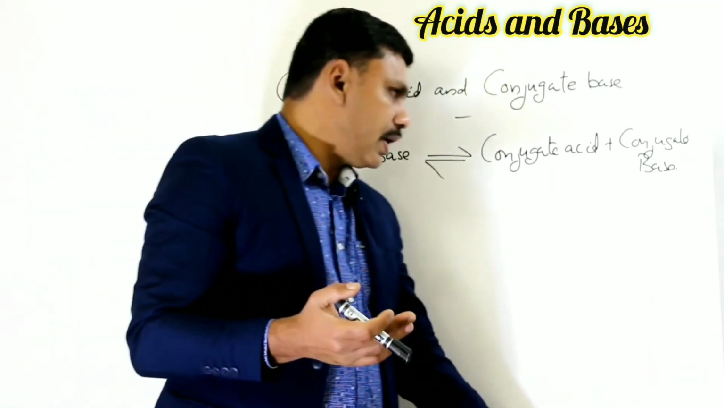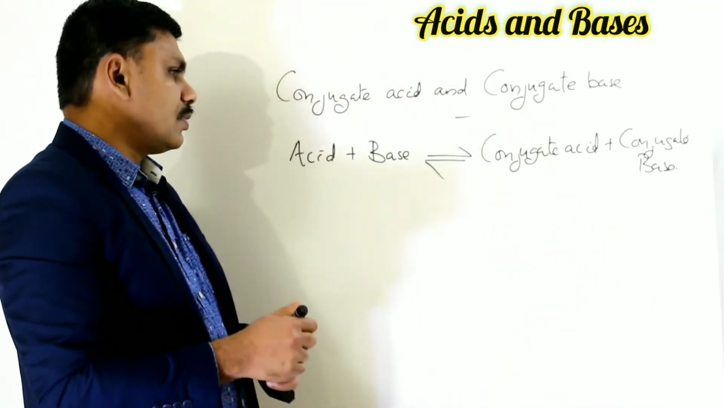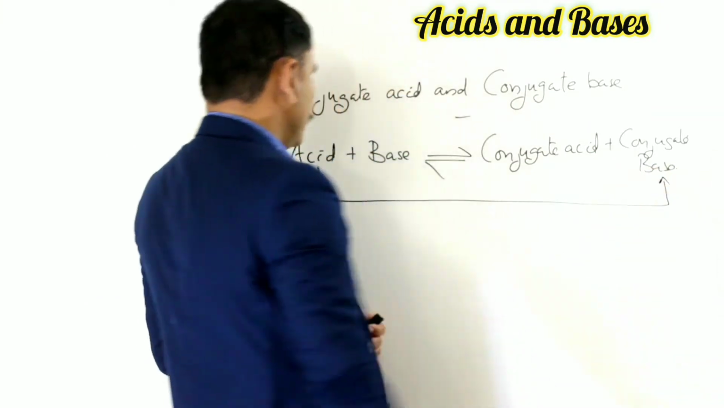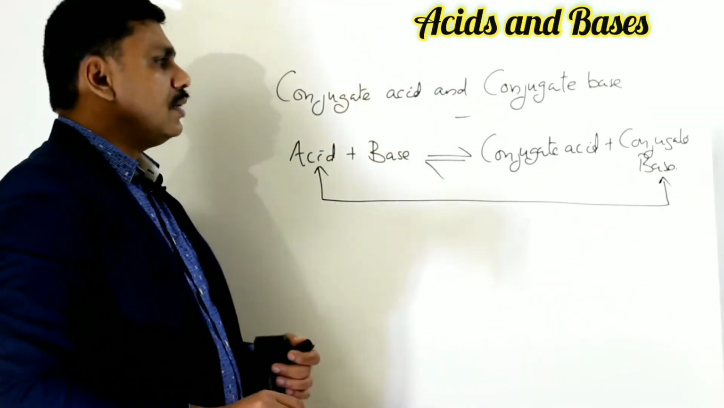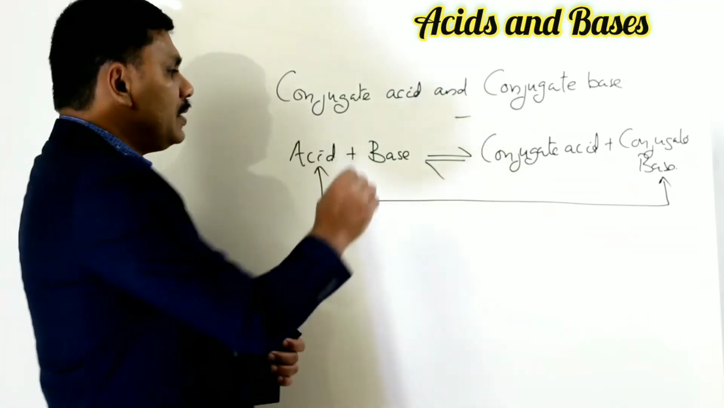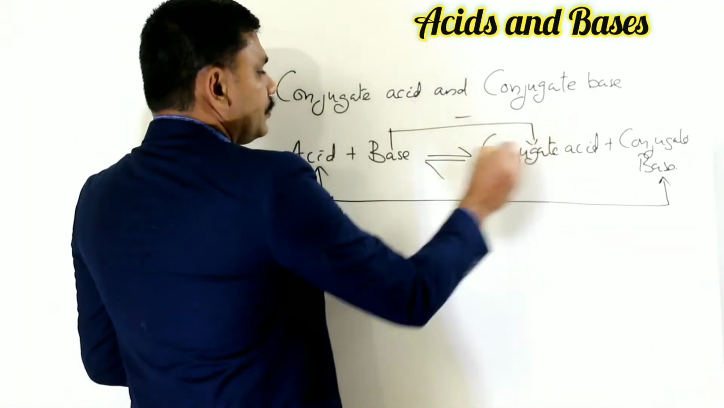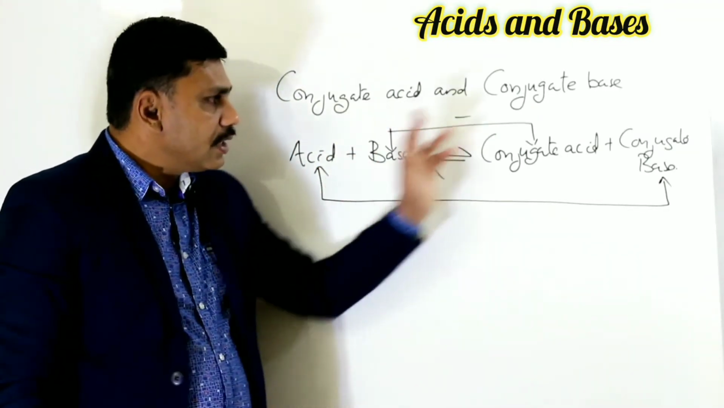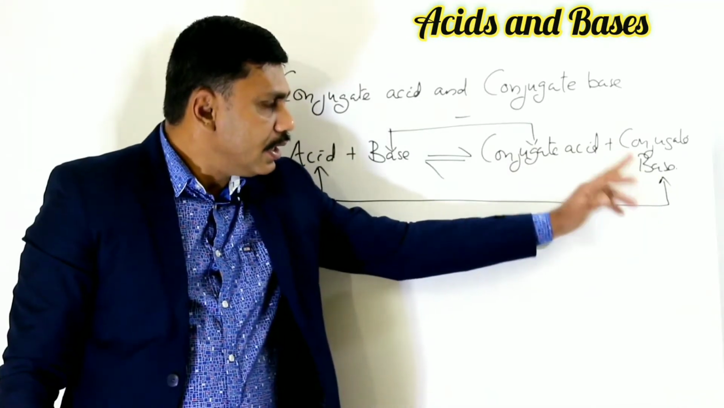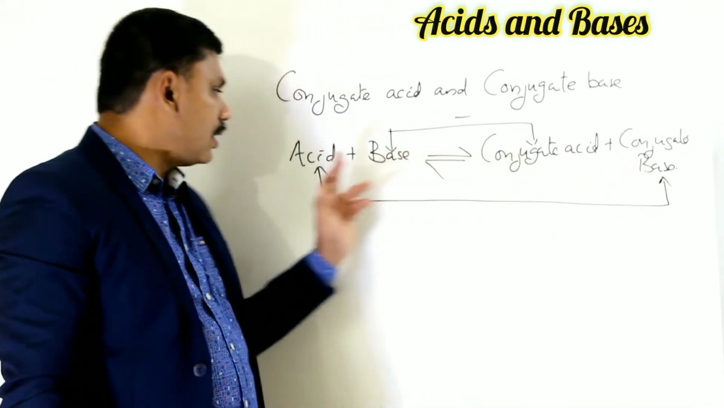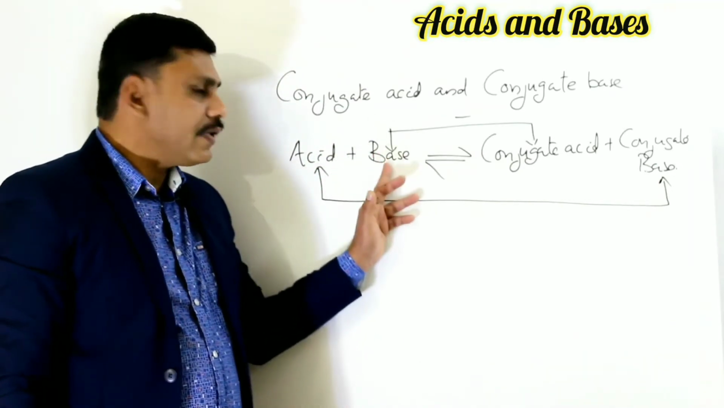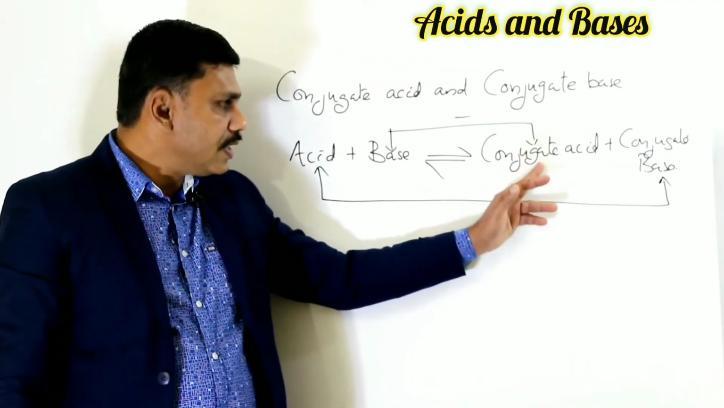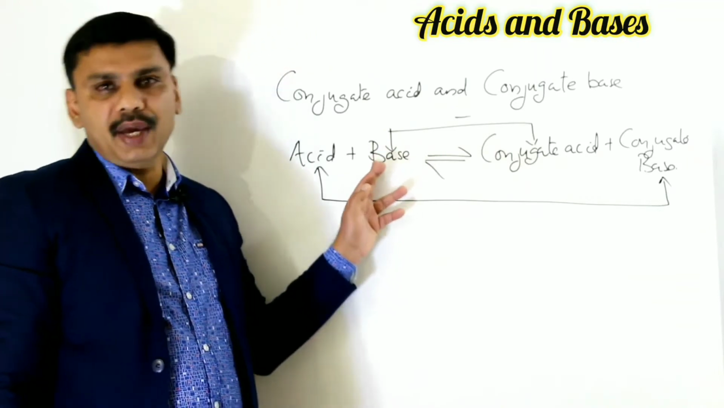So from a reaction, how can you say which is conjugate acid and conjugate base? In the forward reaction, an acid gives a conjugate base. In the reverse reaction, the conjugate base gives the acid. In the forward reaction, a base gives a conjugate acid. In the reverse reaction, the conjugate acid gives the base.